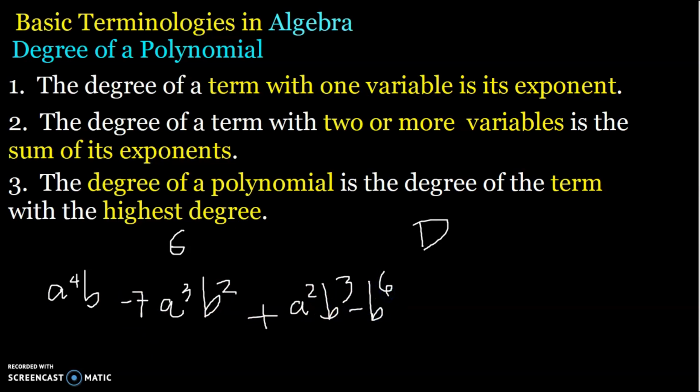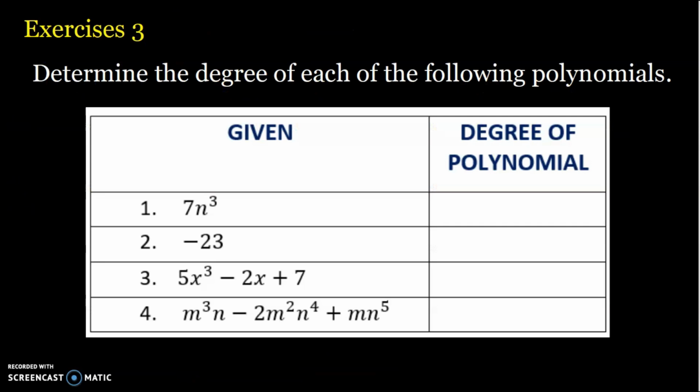So, may 4 terms tayo dyan. So, kukunin ulit yung degree ng bawat term. Here, we have 4 and 1, 5. The second term has 3 and 2, 5. The third term has 2 and 3, 5 again. And the last term has 6. So, of the 3 5s and a 6, the highest will be the degree of the whole polynomial. Therefore, the degree of this polynomial is 6. Okay? So, I hope it's clear on how to determine the degree of a given polynomial. Let's proceed to the next slide.